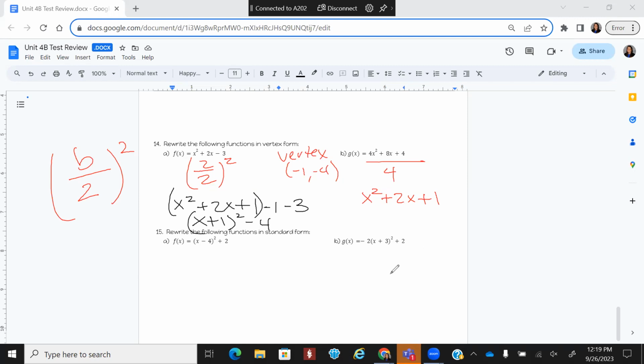Now I'm going to take b divided by 2, square it, and add and subtract it. So what's b? Take 2 divided by 2, and then square it. So this is going to give me x squared plus 2x plus 1 minus 1 plus 1. And you remember that 4 that we had at the beginning that we divided by? We're going to leave him out front.